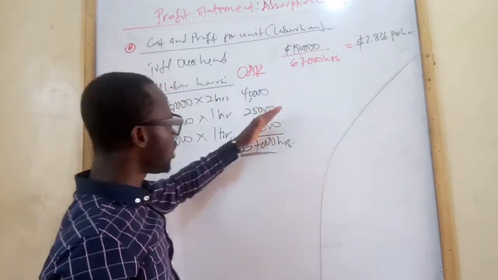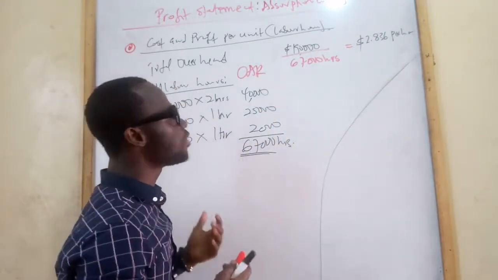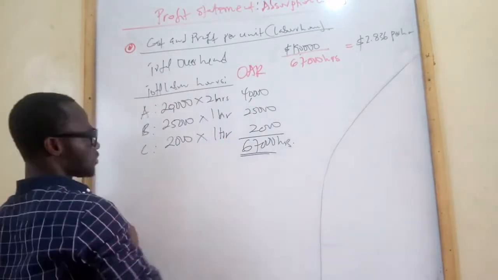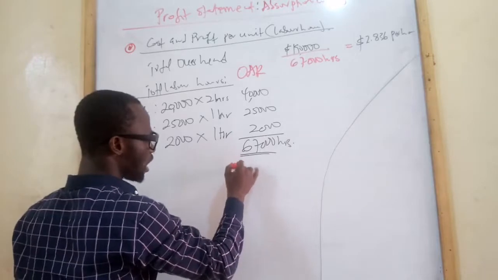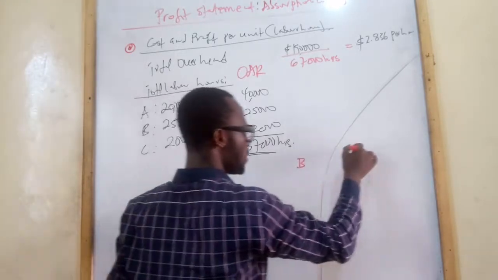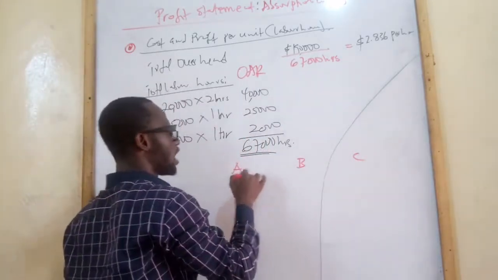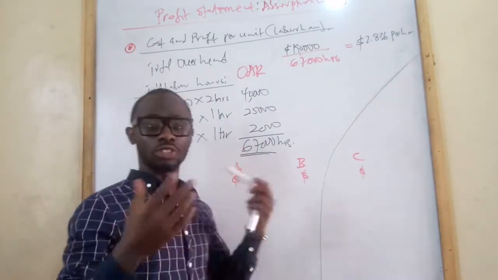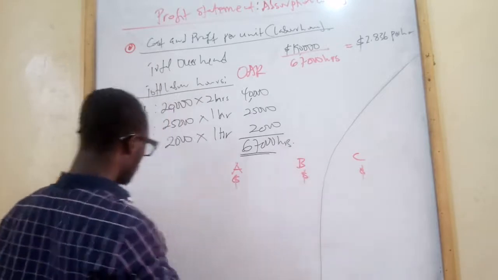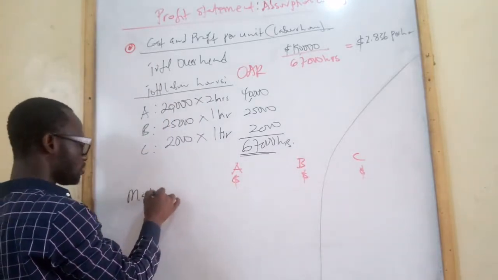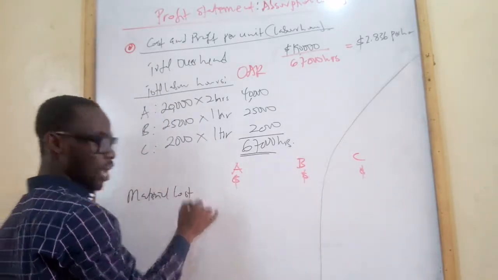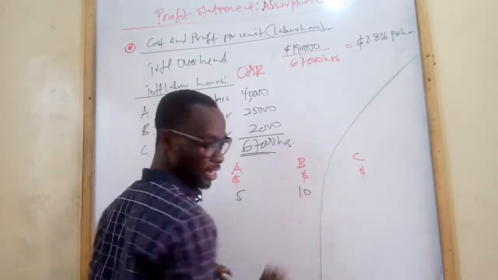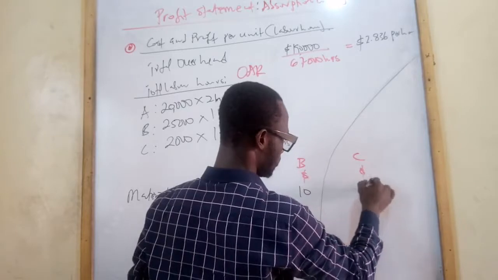Now, immediately we calculate the overhead absorption rate, we must calculate the cost per unit for the products. So let me put the 3 products up here, A, B, and C. We are calculating total cost. So we need to bring the material cost per unit in the question. And we're told the material cost for A is 5, for B is 10, for C is 10.